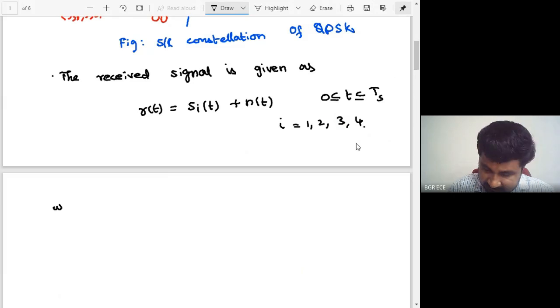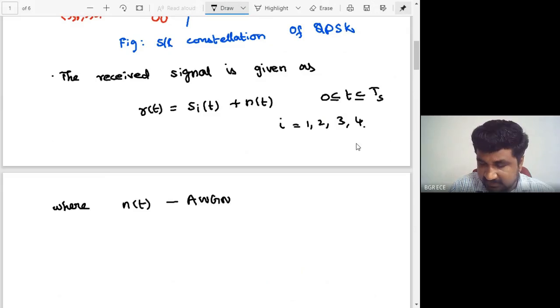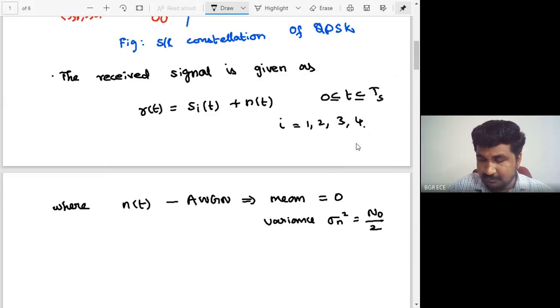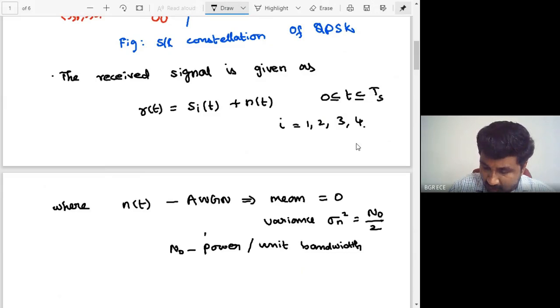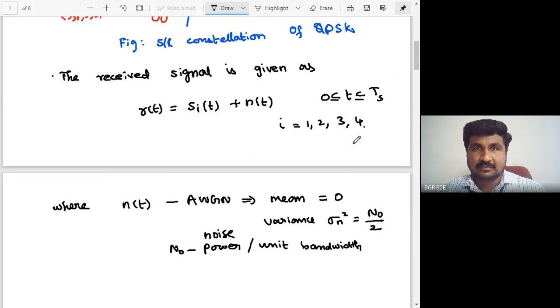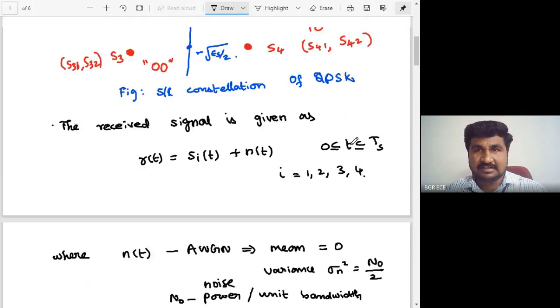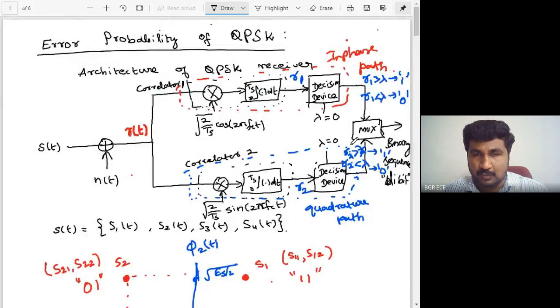where n of t is the additive white Gaussian noise whose mean is 0 and variance is N0 by 2, where N0 is the noise power per unit bandwidth. Now let us discuss the output of correlator 1.